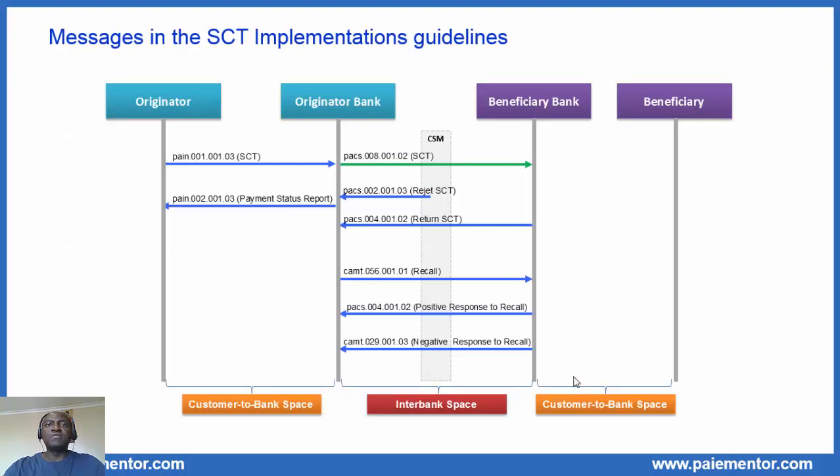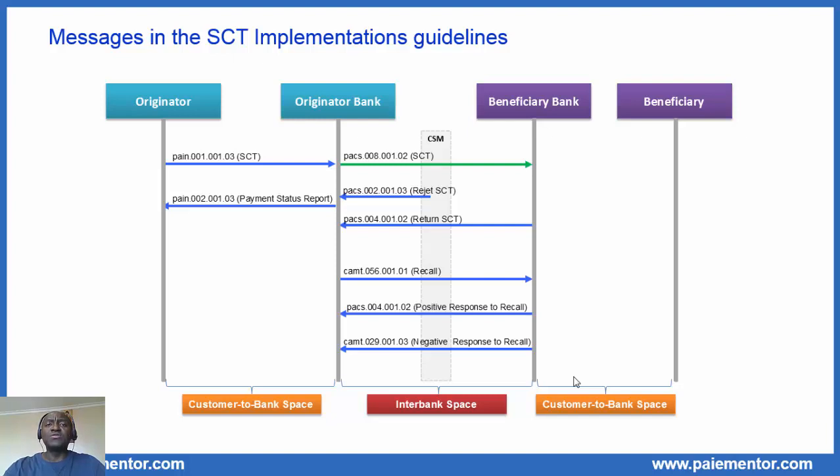So let's begin with the overview of messages in the SCT implementation guidelines document that we saw in a previous video. The PACS.008 is highlighted in green color here. As you can see, it is sent by the originator bank to the beneficiary bank.